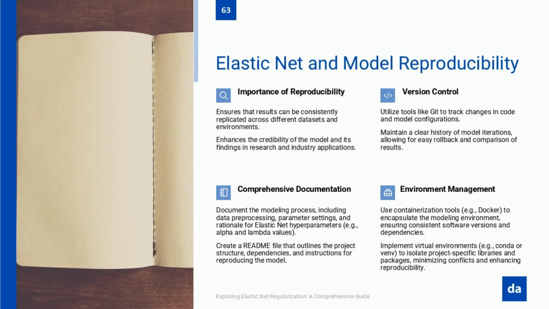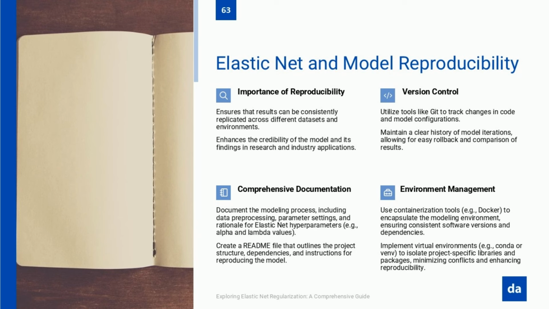Reproducibility is about more than just convenience, it's about trust. If results can't be reliably replicated, stakeholders lose confidence in machine learning as a decision-making tool. Elastic Net, when properly documented and versioned, provides a transparent and reliable modeling process.